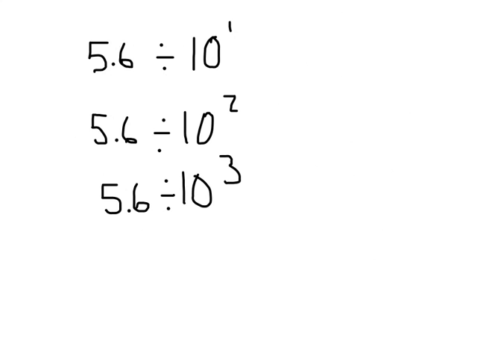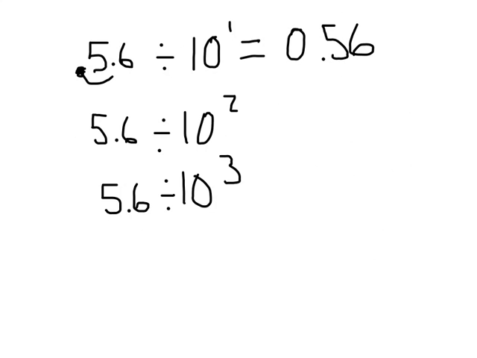It works the same way if I'm dividing by tens written as powers. So if I had 5 6/10 divided by 10 to the first, how many times would I need to move the decimal to the left? I would need to move the decimal to the left 1 time. What would be my result? Well, if I move the decimal to the left 1 time, I get 56 hundredths.